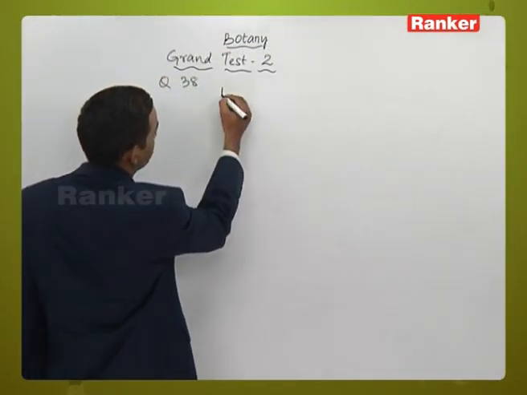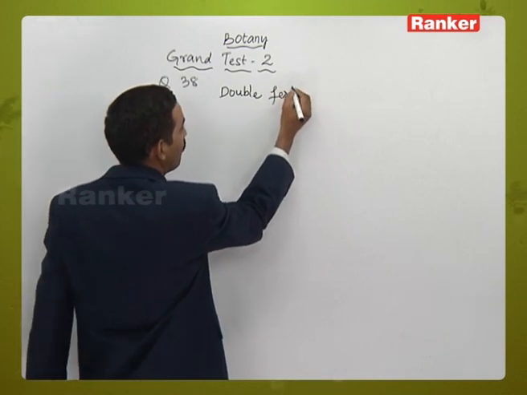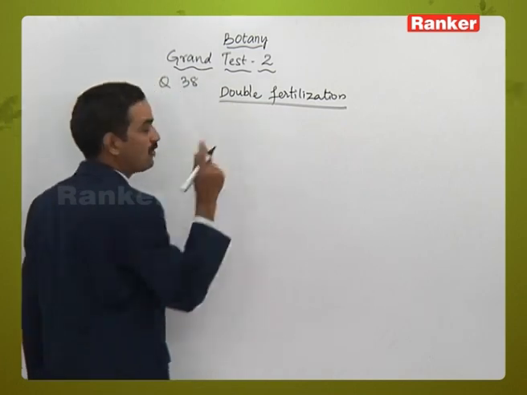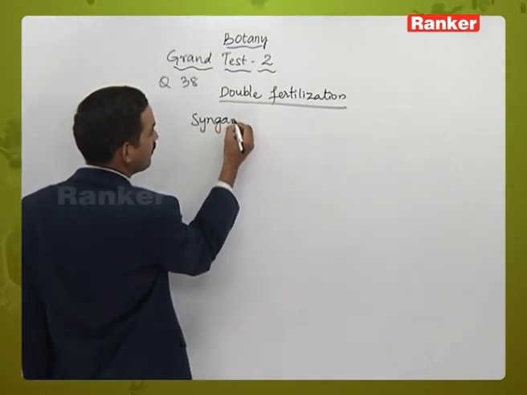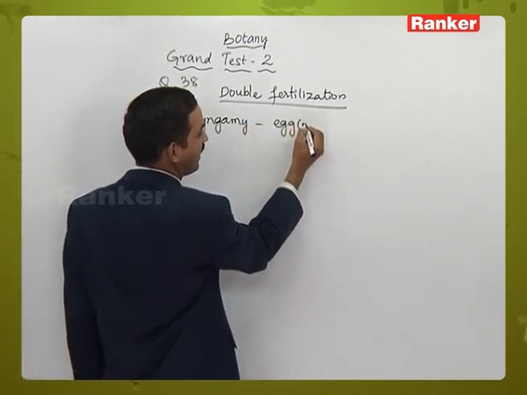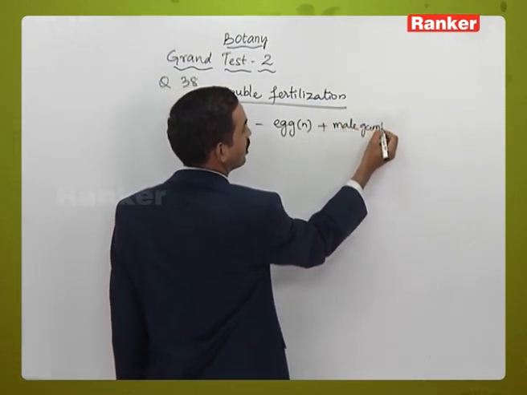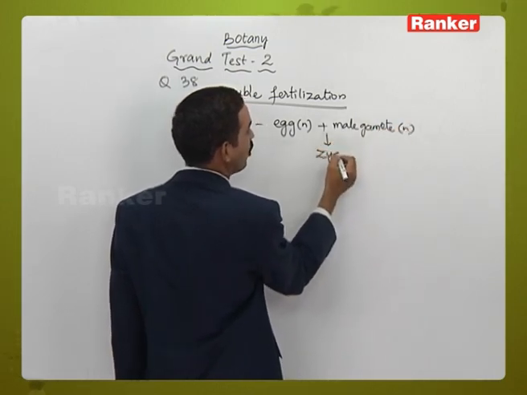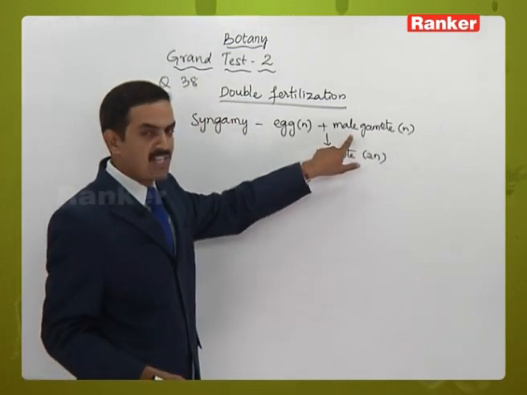We know that in angiosperms a special feature is there. That unique feature is called the double fertilization process. In this double fertilization, two fertilizations take place. One is called syngamy. During the syngamy process, the egg cell, which is haploid, will fuse with the male gamete, which is also haploid, resulting in a zygote which is diploid. So the egg is fusing with one of the male gametes.